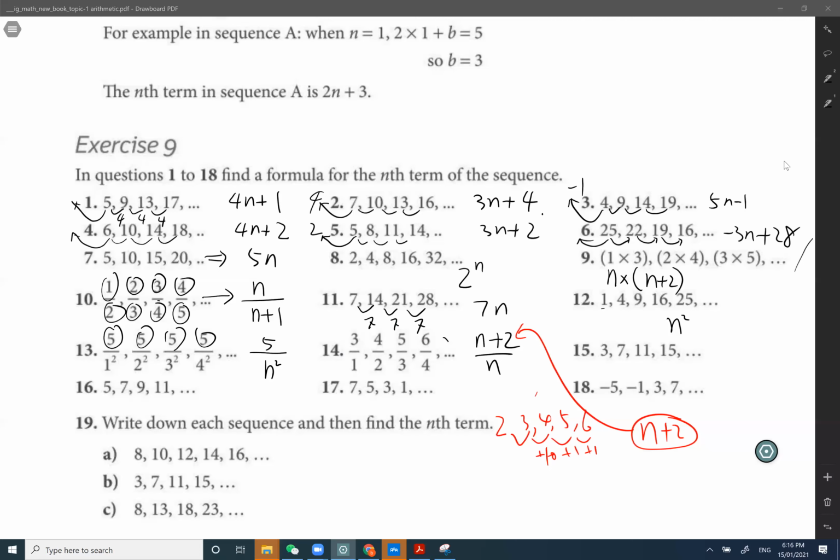Hugh, number 15. 4n minus 1. Excellent. Yan, 16. Can you talk, Yan? Cannot? Nicole?